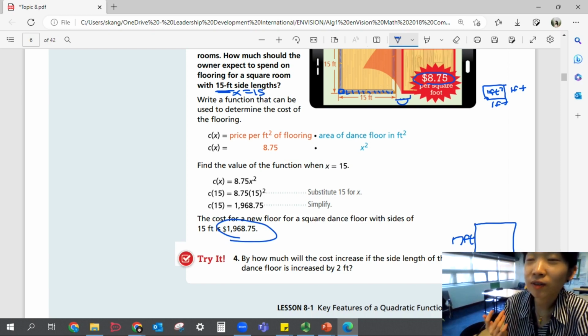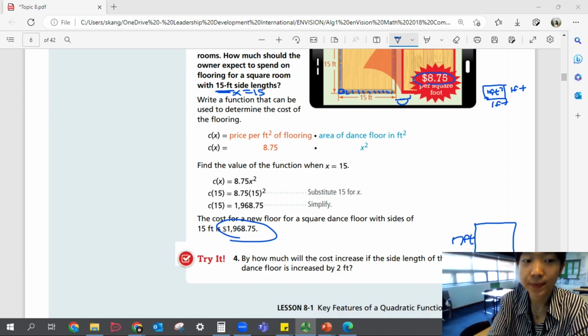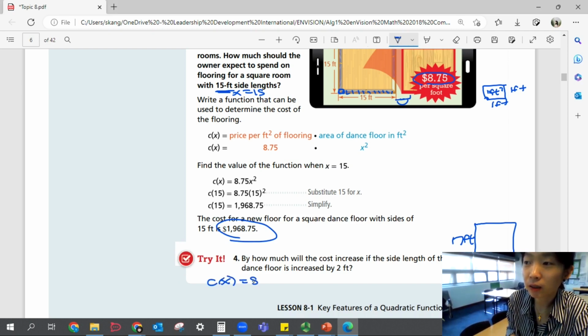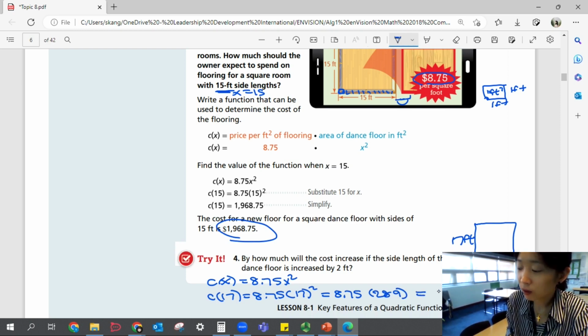Okay? So figure this out by yourself and see if you can get it correct. Come back when you are ready to check your answer. Okay, are you ready? So use the same equation. C of x is equal to 8.75 x squared. And your x is 17 now. So 8.75 times 17 squared. What's 17 squared? 289. Times that together. And finally, you will get 2,528.75. And that's your final answer.